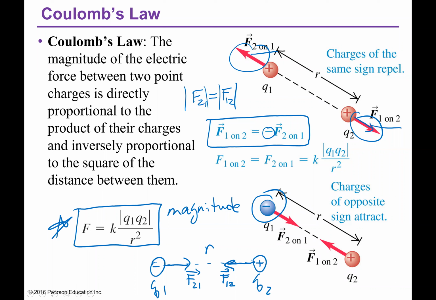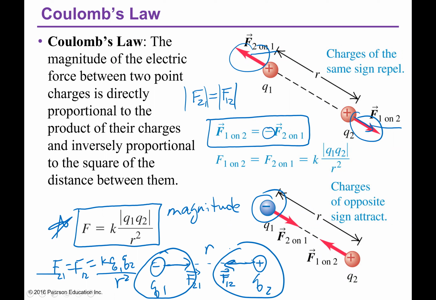And I can use this equation, F21 equals F12, which equals K Q1 Q2 over their separation squared, and I can calculate the magnitude of the force. How about the direction of the force? Because remember, force is a vector. Well, it depends. If I'm considering charge 1, the force on charge 1 is to the right. If I'm considering charge 2, the force on charge 2 is to the left.